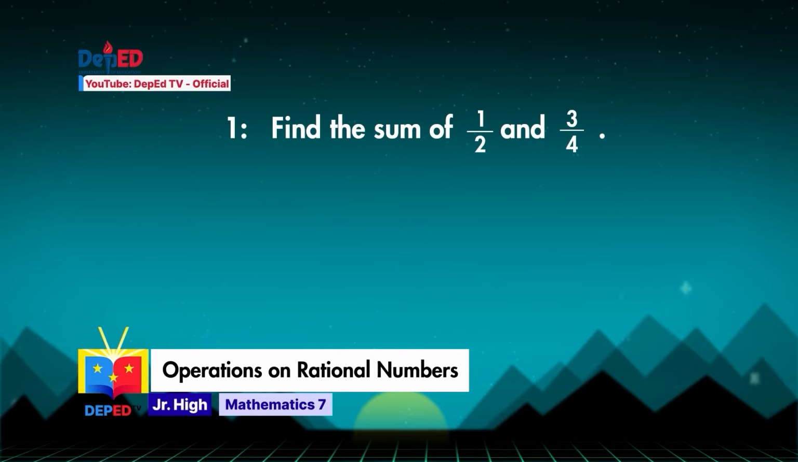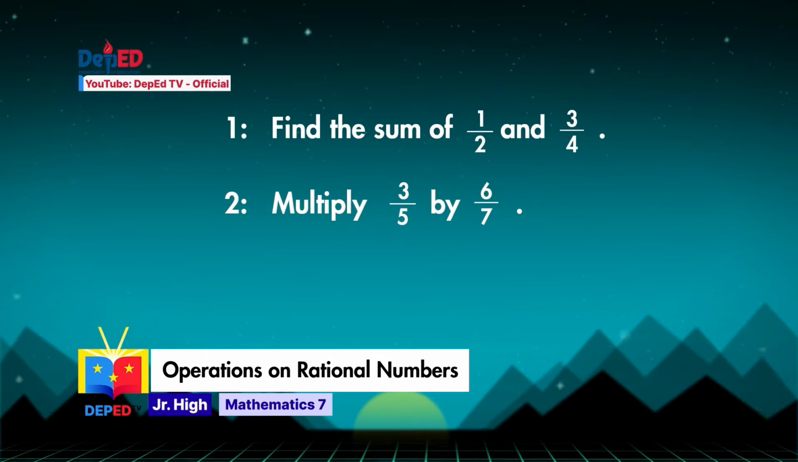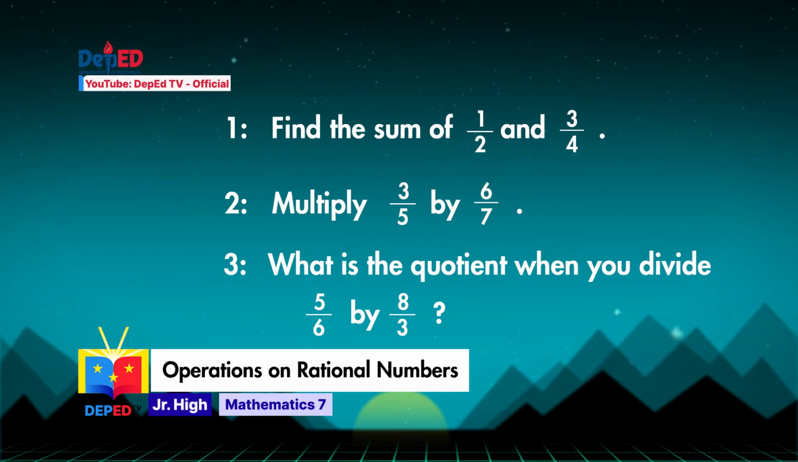Question number 1. Find the sum of 1/2 and 3/4. Question number 2. Multiply 3 over 5 by 6 over 7. Question number 3. What is the quotient when you divide 5 over 6 by 8 over 3?